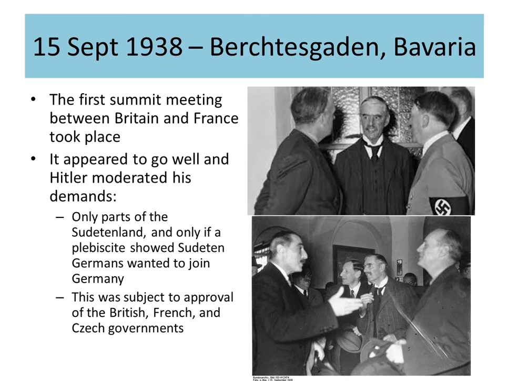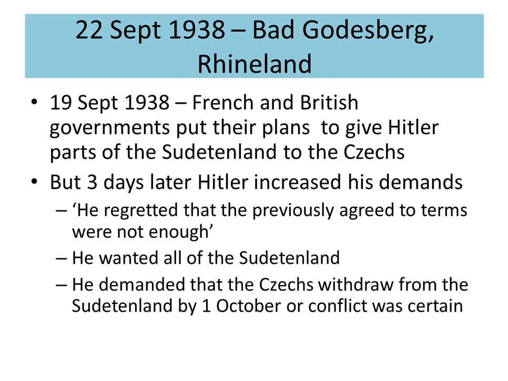Now, after this meeting, of course, Chamberlain thinks that maybe war is preventable. But only a week later, on the 22nd of September, at another meeting in Bad Godesberg, which is in the Rhineland, the French and British governments put their plans, if you will, to give Hitler parts of the Sudetenland, as discussed a week earlier, to the Czechs. But Hitler will increase his demands. He says he regretted that the previously agreed terms were not enough. He wants, in fact, all of the Sudetenland.